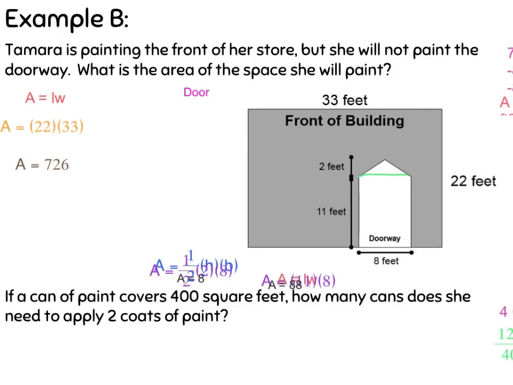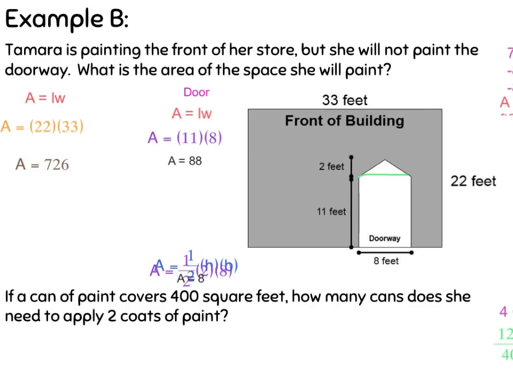So I'm going to start with the rectangle, and I can see the rectangle has a length of 11 feet and a width of 8 feet. So I'm going to take my length times width for my rectangle, take my 11 and my 8, and when I multiply them together, I get my area equals 88. But that doesn't cover the whole door because there's that top part that's a triangle.